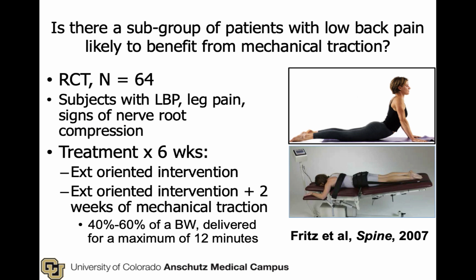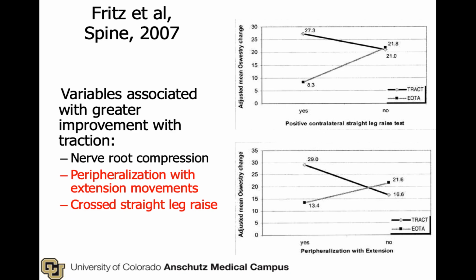They were randomized to receive extension exercises on the top here, or extension plus 2 weeks of mechanical traction at 40 to 60% of their body weight for up to 12 minutes. Now, she did find that not all patients improved with this, but the two groups that seemed to have better outcomes were the ones that had peripheralization with extension movements. So that would be when they went into extension, the symptoms would shoot down their leg.